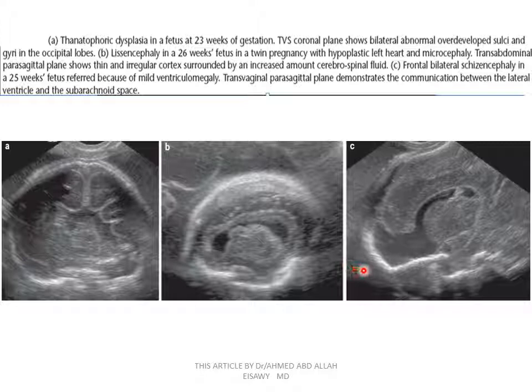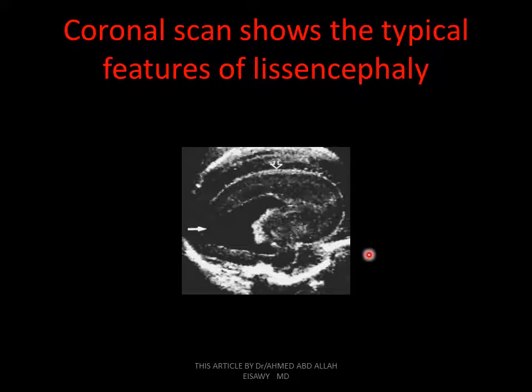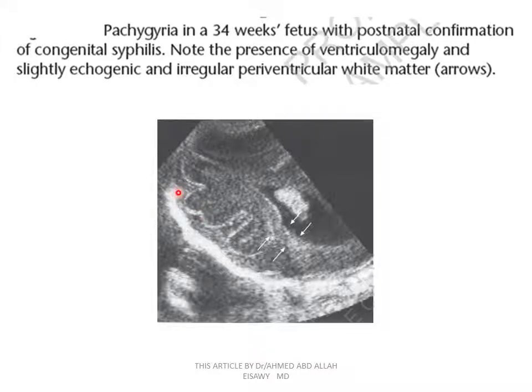Frontal lobe bilateral schizencephaly at 25 weeks with mild ventriculomegaly, and we see a communication between the lateral ventricle and subarachnoid space. This coronal scan shows the typical features of lissencephaly: agyria, pachygyria, in a fetus at 34 weeks. This fetus with postnatal confirmation of congenital syphilis shows ventriculomegaly and slightly echogenic irregular periventricular white matter.